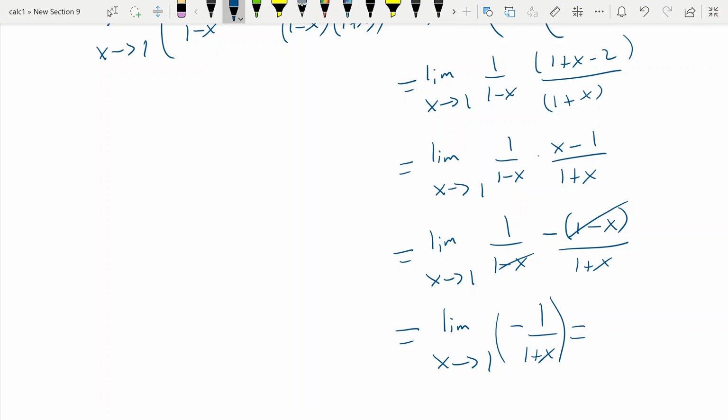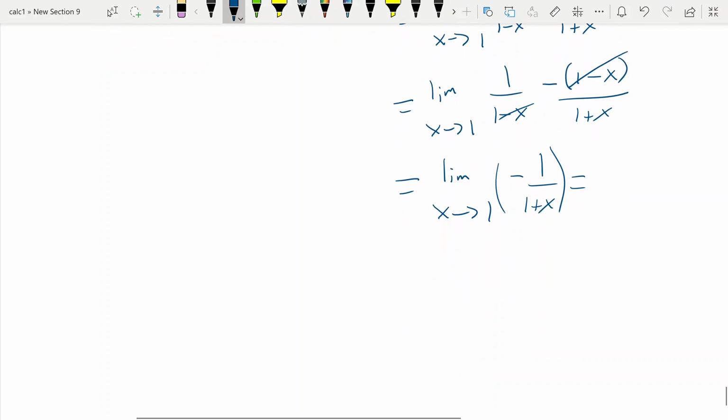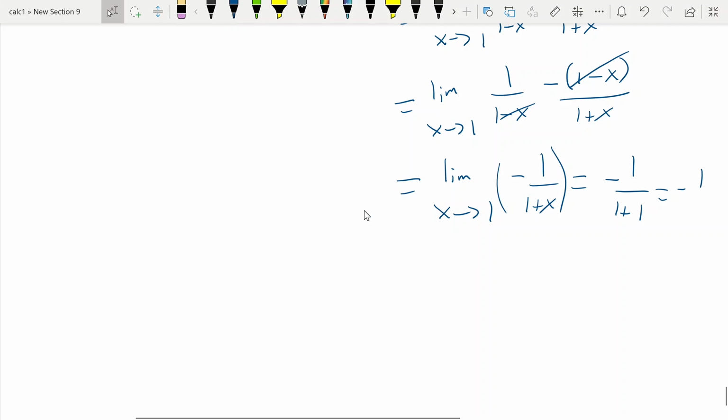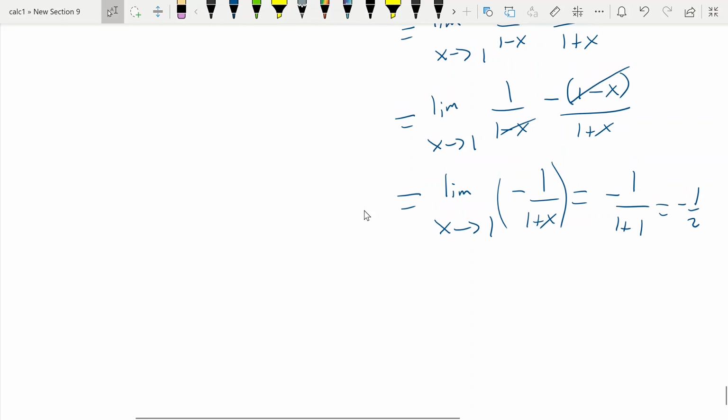But now we can use the law of the quotient, because the numerator is a constant and the denominator is a polynomial of degree 1. It doesn't vanish when x is equal to 1. It just gives us minus 1 over 1 plus 1, which is 2. So the final answer is minus 1 over 2.